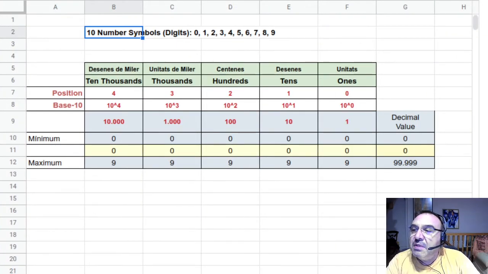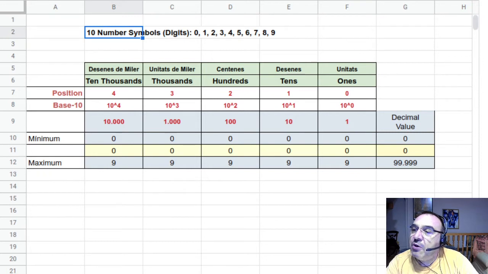The positional number system is the number system we use. The number system we are used to is based on base 10. So we have 10 different number symbols, which we call digits, going from 0 to 9. Once we reach 9, we've got no more symbols, so we have to find some way of counting over 9. And here comes the position.